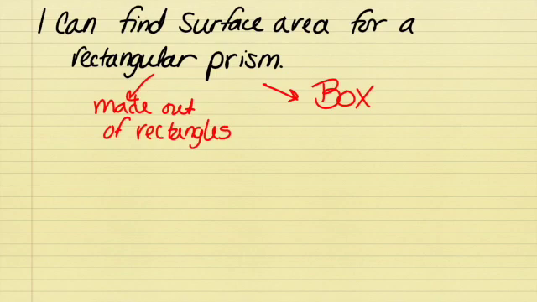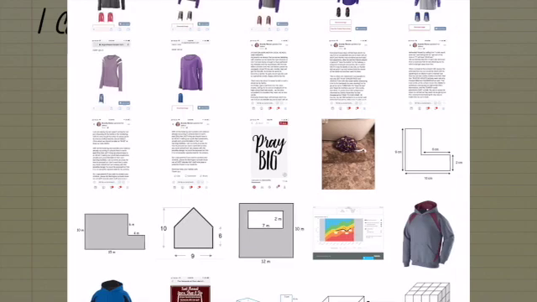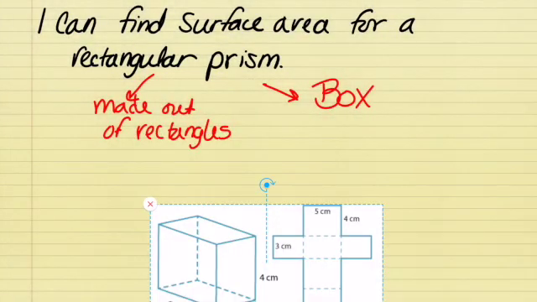I can find surface area for a rectangular prism. There's triangular prisms, and triangular would be a box made out of triangles. Octagonal prisms, parallelogram prisms. You could basically start that off with just about anything. I can find surface area for a rectangular prism. I want to pull up a picture of one. Let's use this picture right here.